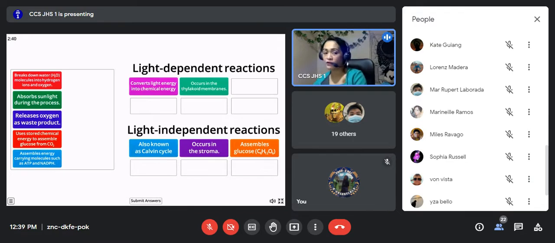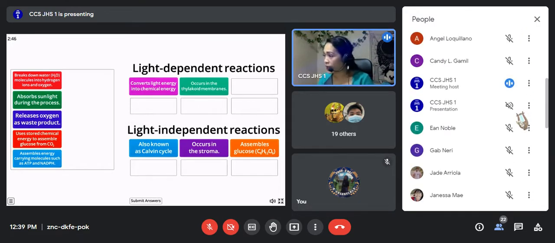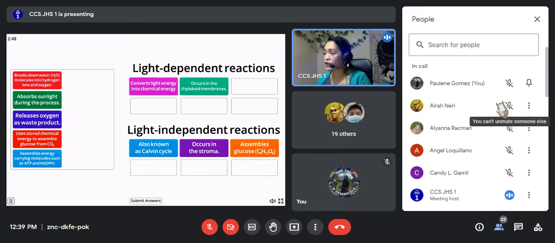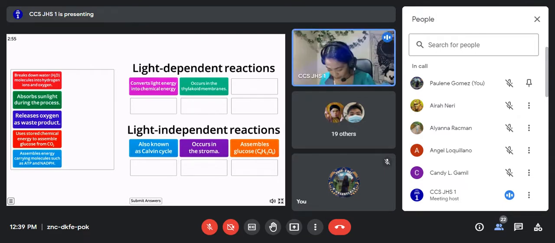Okay, if we don't have volunteers, I will call from our list. Is that fine? So, Miles, since you're the first person who answered a while ago, kindly choose a number between 1 to 10. 7. Okay, 7 from the bottom. Let's start. 1, 2, 3, 4, 5, 6, 7. Okay, let's have Pauline. Hello, Pauline. Are you still there? Okay, choose a statement, Pauline, and which reaction or stage does it belong to?